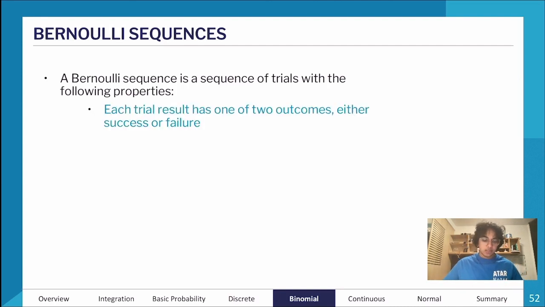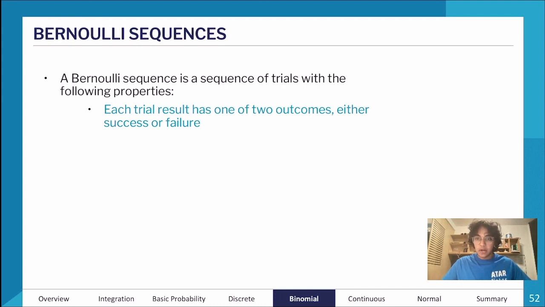A Bernoulli sequence has a certain rule, right? Any Bernoulli sequence has 2 outcomes, and we can define these outcomes as a success or a failure. For example, let's say I flip a coin, and let's say I said getting tails is success and getting heads on the coin is failure.